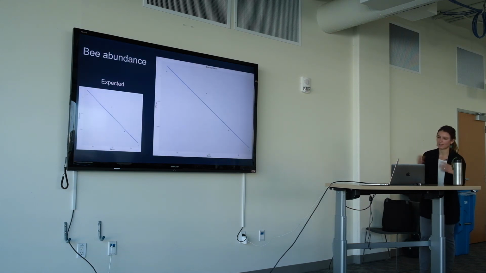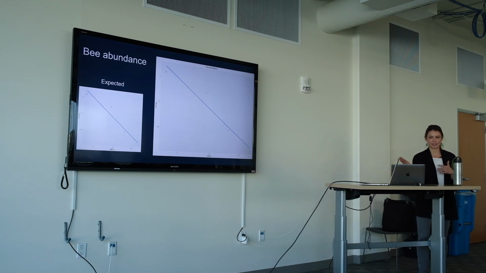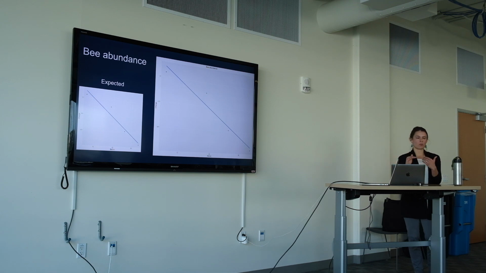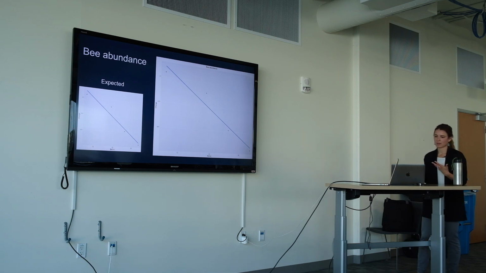So here the graph on the left is showing what we expected, with the before values on the x-axis, and then the change between before and after on the y-axis. And the less change, the more resilient. So think of resilience as being at the bottom, the lower end of the y-axis. So for bee abundance, we expected that high initial abundance would lead to high resilience, and that low initial abundance would lead to low resilience.